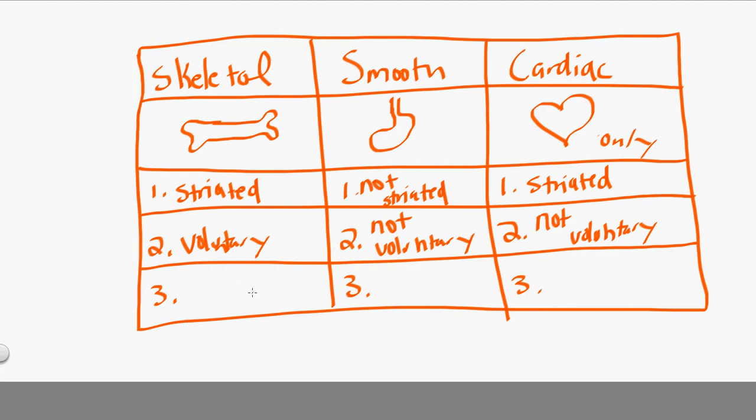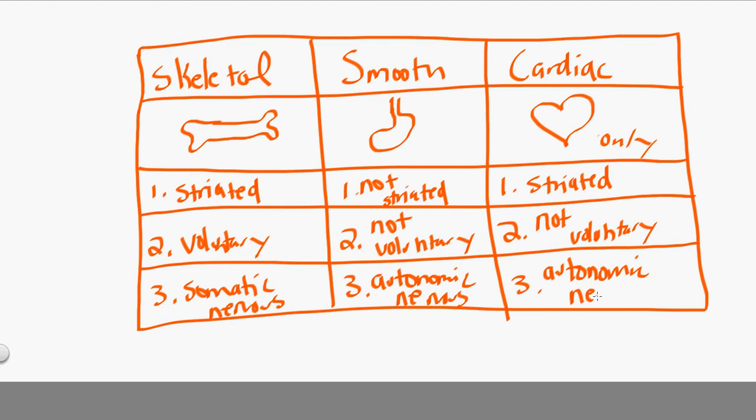Now, the third difference between skeletal, smooth, and cardiac is which part of the nervous system these muscles are connected or related to. So, skeletal muscle is related to the somatic nervous system. Smooth muscle is related to the autonomic nervous system. And the heart is also related to the autonomic nervous system. When you look at the videos on the difference between the autonomic nervous system and the somatic nervous system, all of this will make sense.